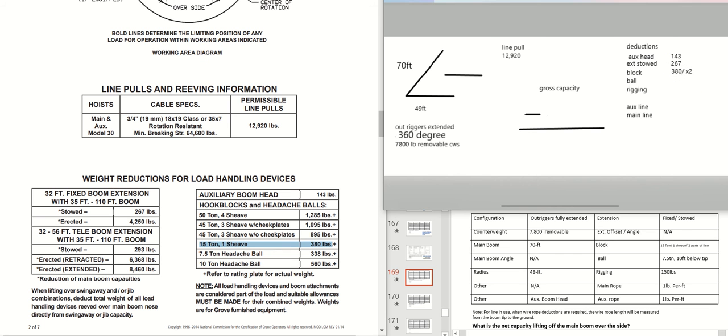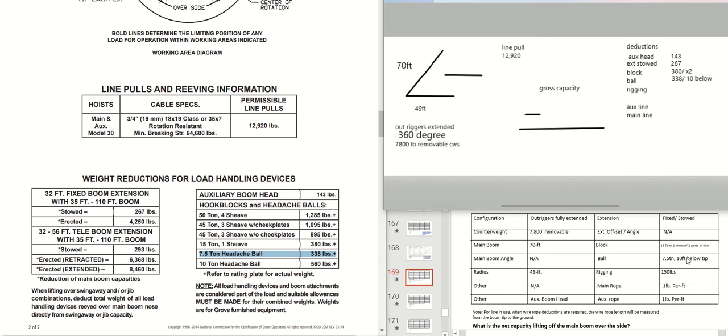So our ball, we've got down right here, we have a 7.5 ton headache ball, 10 foot below the tip. We look over here to the left, that's going to be 338 pounds. So ball, 338. Also, we're going to put 10 below. That lets us know that our ball is 10 foot below. Same thing we've been doing here.